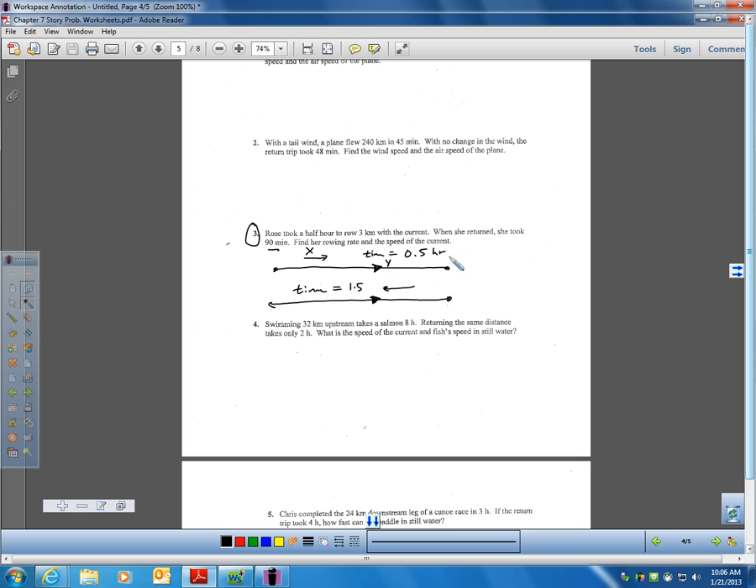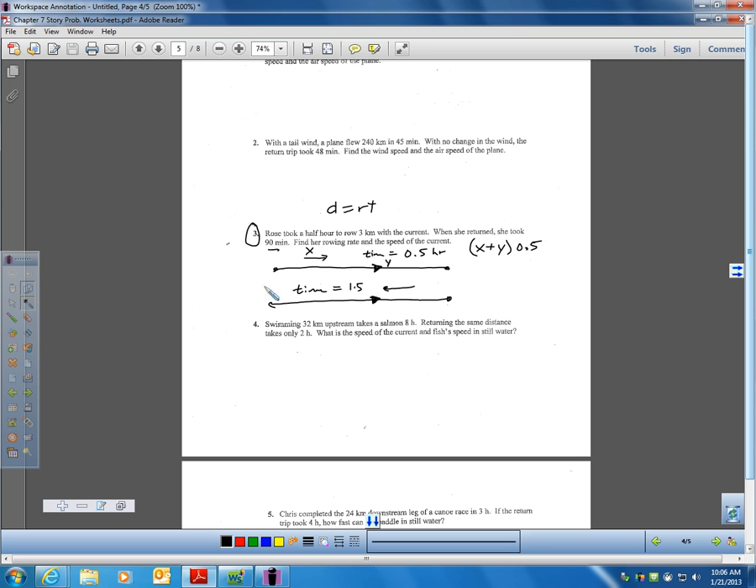So on the way there, think about this. Her speed would be taking her rate of rowing plus the rate of the stream. There's her rate. And if you multiply by the time, which was half an hour, remember, distance equals rate times time. So her distance there would have been this rate with this time.